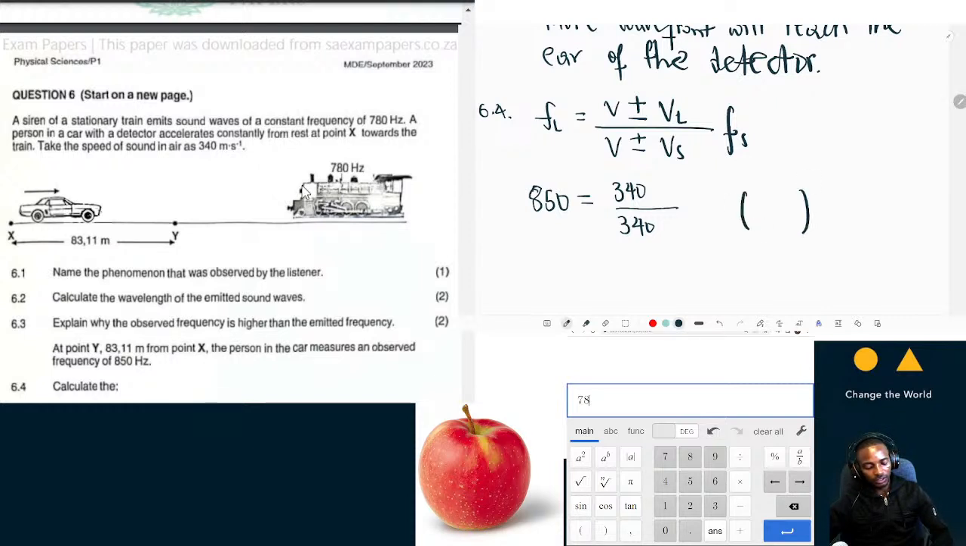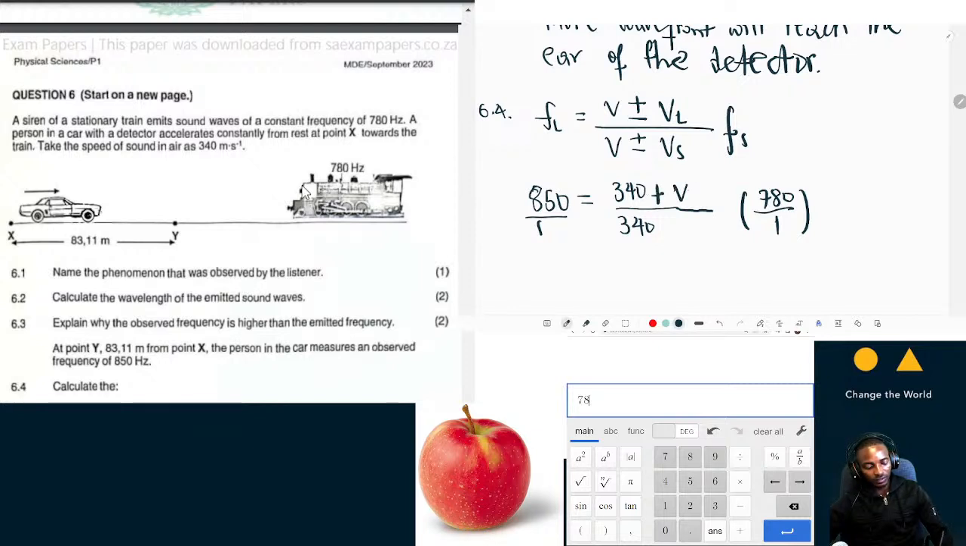Okay, let's first put the frequency of the source. So the frequency of the source was 780 over 1. Then we know that initially the frequency was 780. Then it increased to be 850. So that means the numerator should increase, because this is the numerator. We have 1 there. So the numerator increased.